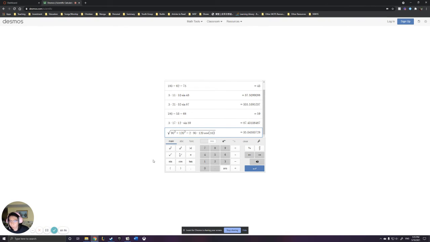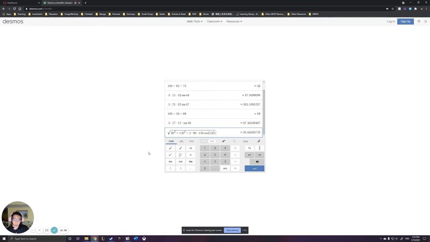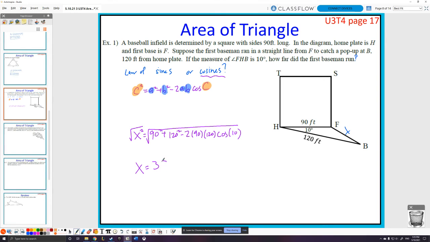Right. So therefore, I have this value of 30 point. Does it say what round? Okay, no. So 30.05. Let's say 35.05 feet.